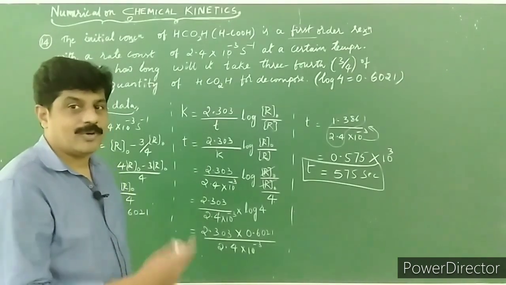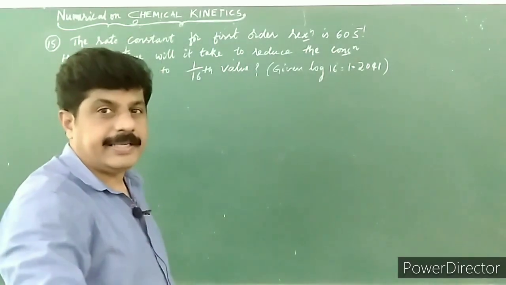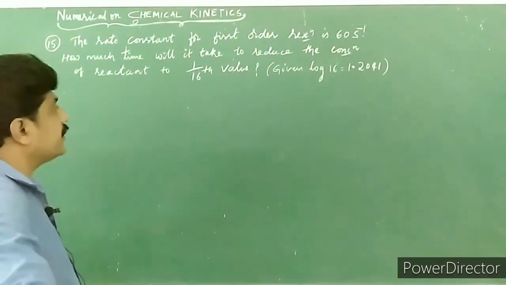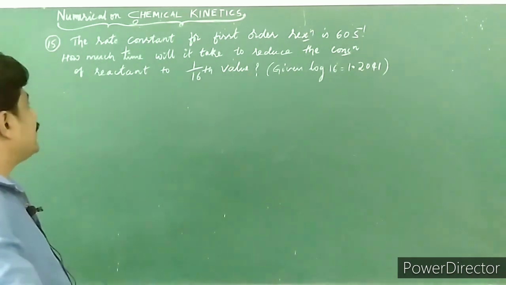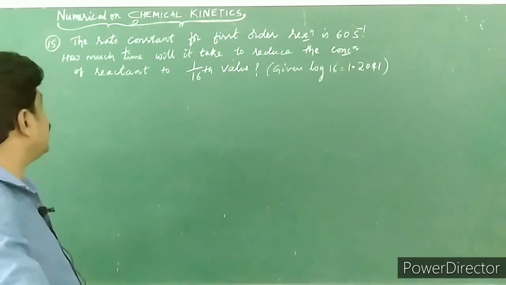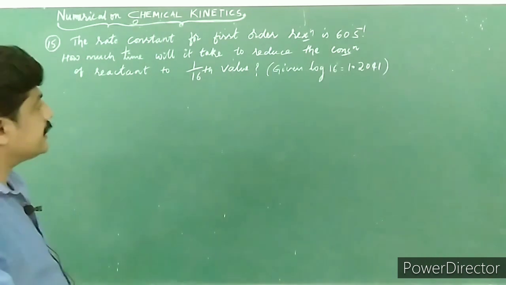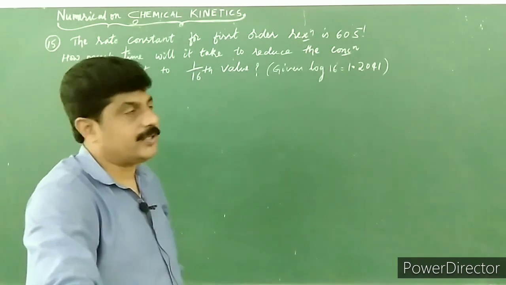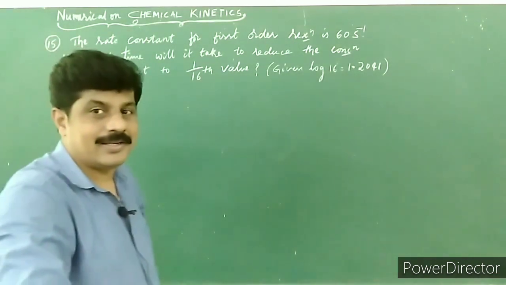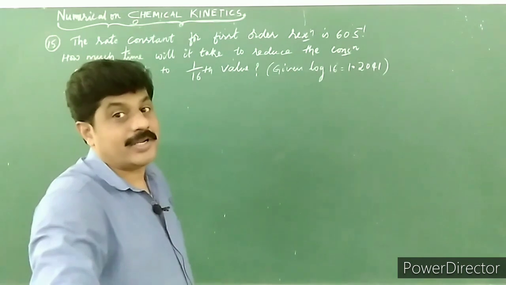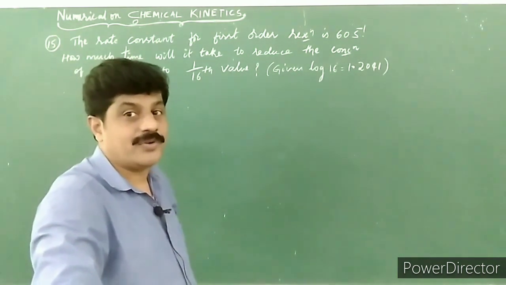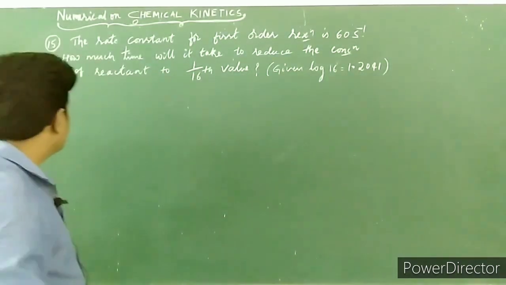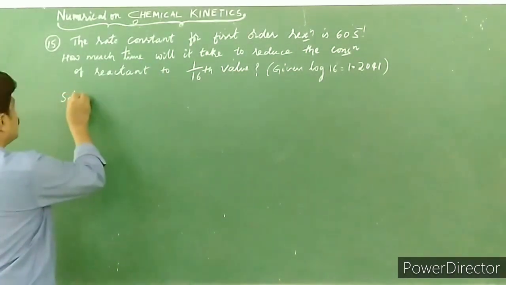Hope you understand that. Let me take up one more numerical for you. Children, let me take up the next numerical. The rate constant for a first order reaction is 60 per second. How much time will it take to reduce the concentration of a reactant to 1/16th value? Given log 16 is equal to 1.2041. Remember, they may or may not give the log value, but you should know how to find out the log value by using the log table. Now let me solve this numerical. Solution.